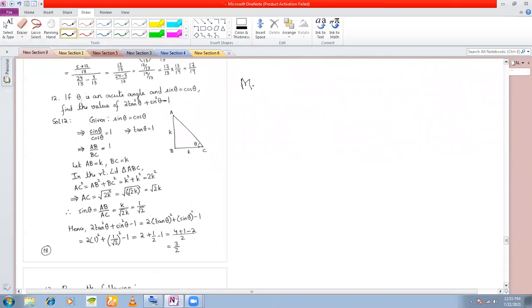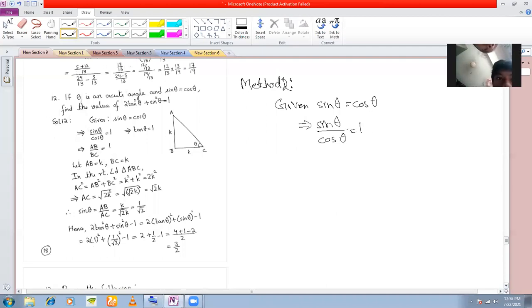Method 2. Given sin theta is equal to cos theta. That means tan theta is equal to 1. Or let's say sin theta by cos theta is equal to 1, just as we had done previously. That means tan theta is equal to 1.